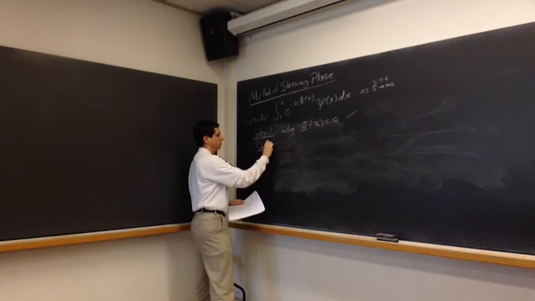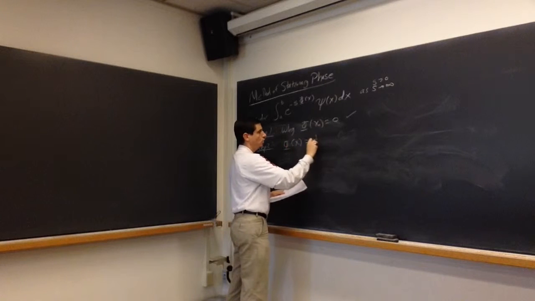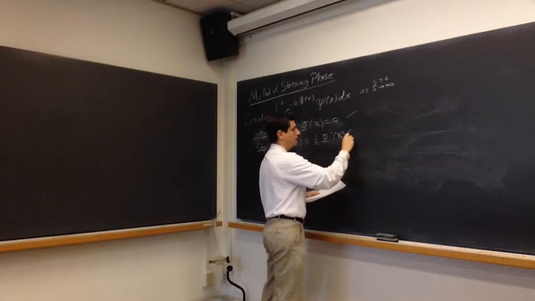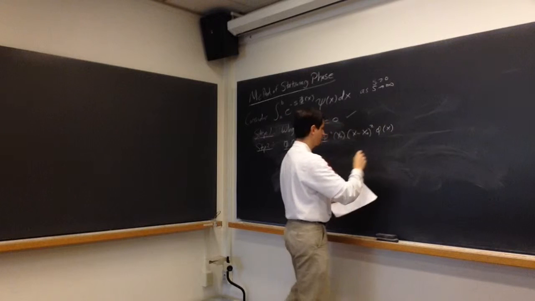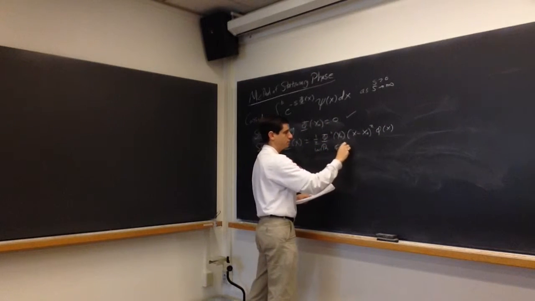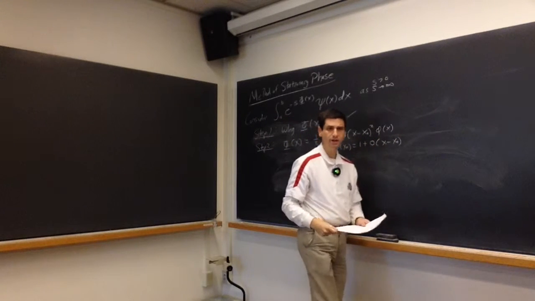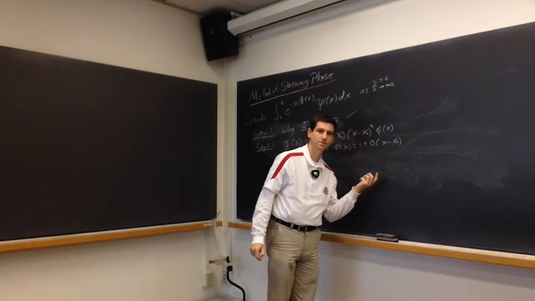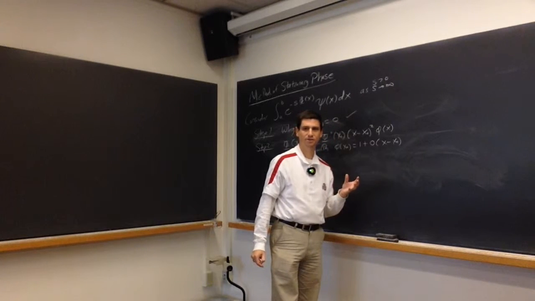We've already started step 2. They want us to say phi of x is 1/2 phi double prime of x naught, times (x minus x naught) squared, times psi of x, with psi of x naught equals 1 plus big O of x minus x naught. Is everybody comfortable with big O notation? Yes? Is anybody not comfortable with big O notation? I can go over it after.